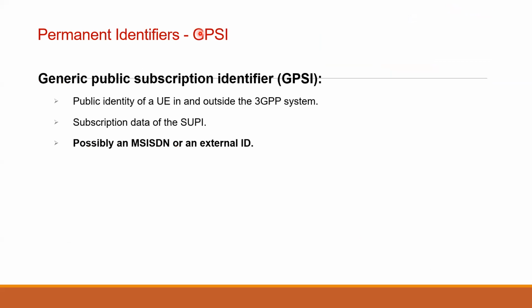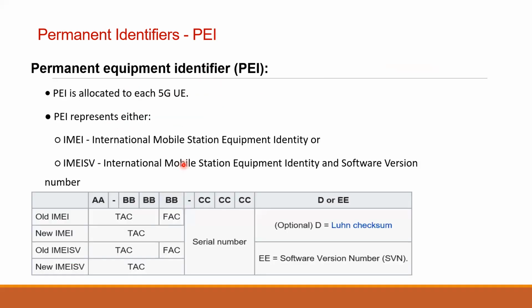The other permanent identifier is GPSI, General Public Subscription Identifier. It is a public identity of a user equipment inside and outside 3GPP, linked to the subscription data of the SUPI, and is possibly an MSISDN or an external ID. The third one is your permanent equipment identifier. So PEI is allocated to each user equipment, like a handset. PEI represents either your IMEI or your IMEISV. So the name has changed, but the actual information, or the actual representation, is the same.